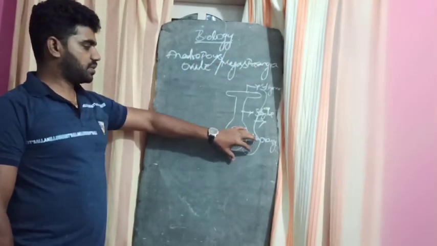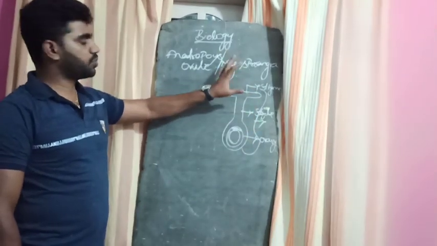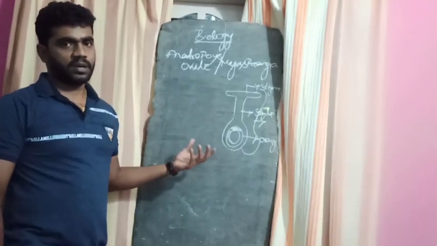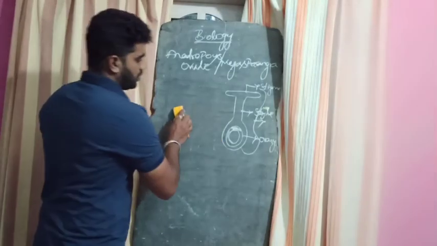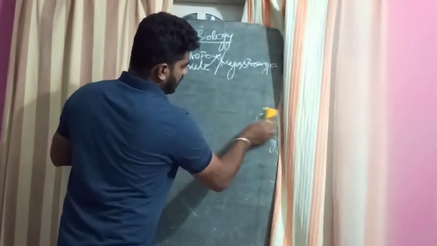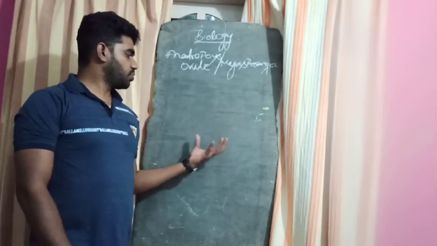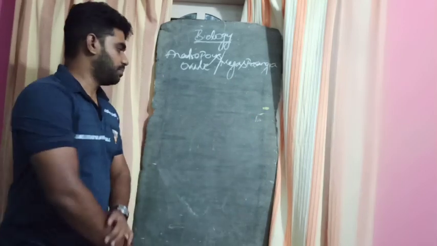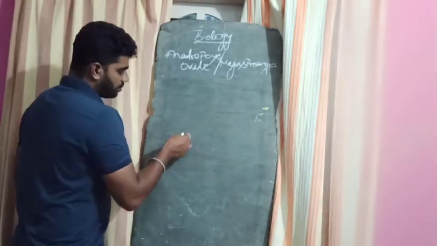We are going to discuss the Anatropous ovule in detail. The diagram as well as the explanation part is very important. Please listen to it very carefully and practice it. So let us get into the Anatropous ovule. I told you it is present inside the ovarian cavity and attached to the placenta. First let us learn how to draw the diagram.